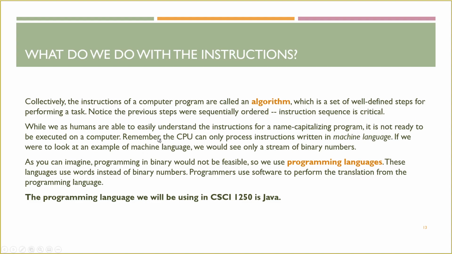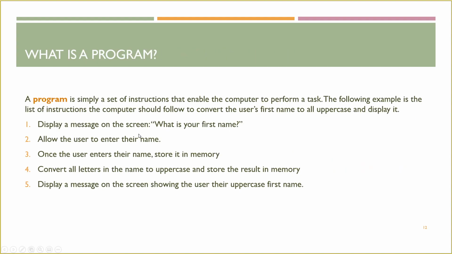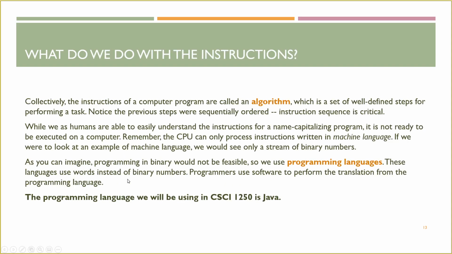So we can understand those instructions pretty well, right? If we were to look at this, we can make sense of this, and it logically makes sense to us as people. But if we just gave that to the computer, it would not be able to execute, right? We discussed the CPU before. The CPU can only process instructions that are written in machine language, and this is something that we're not really going to look at.